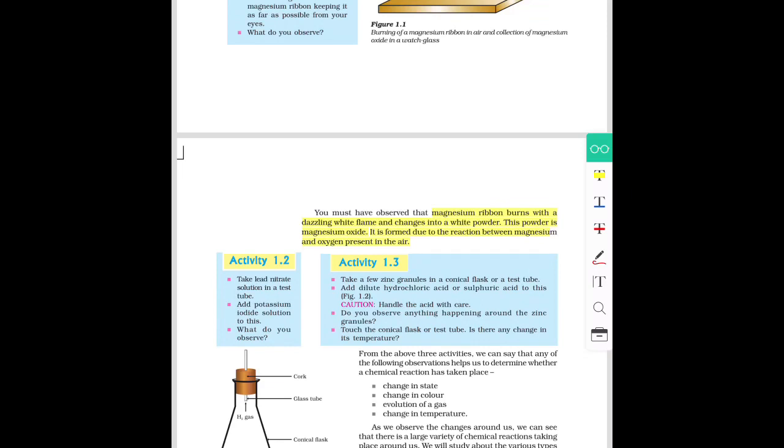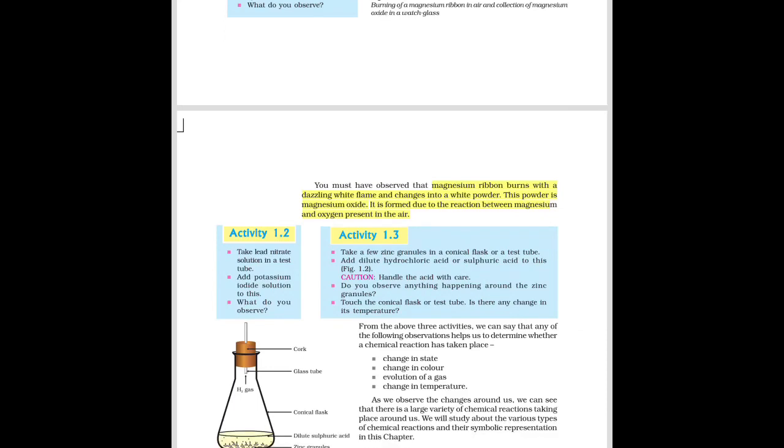Let us take an example of zinc granules. Take a few zinc granules in a conical flask or a test tube. Add dilute hydrochloric acid or sulfuric acid to this. Handle the acid with care. Do you observe anything happening around the zinc granules? Touch the conical flask or test tube. Is there any change in the temperature?